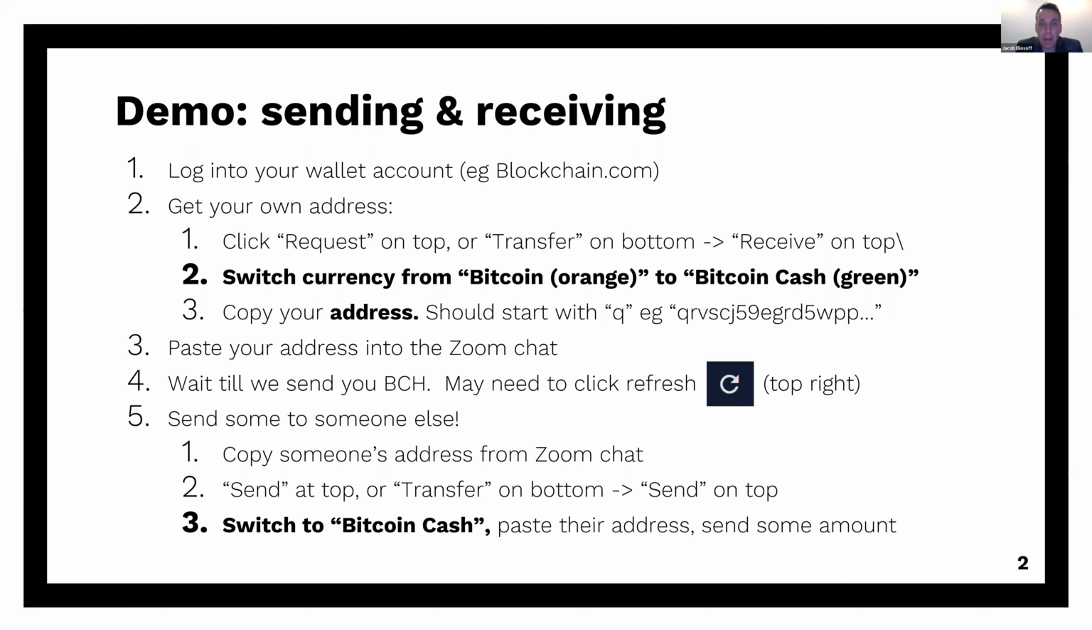And the idea is that then we will send you some Bitcoin Cash, about $5 worth, to your address. So you're going to get your Bitcoin Cash address, paste it into the Zoom chat, then we are going to send you some Bitcoin Cash, and then you can send it to each other. You can pick the address of somebody else on the chat and send it to them. There is really no substitute for doing these things yourself. Listening to somebody else explain it is not the same. So you totally don't have to do this, but I encourage you to give it a shot.